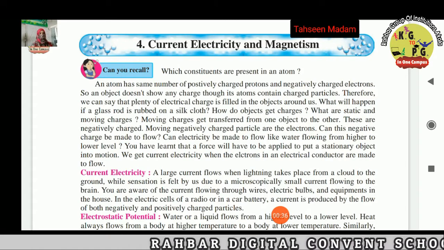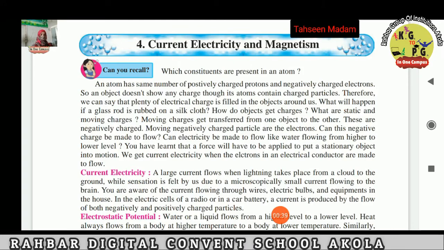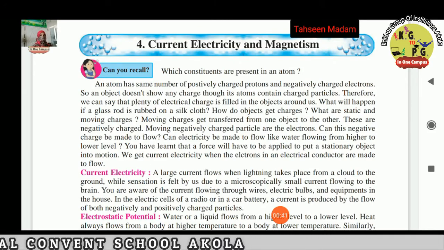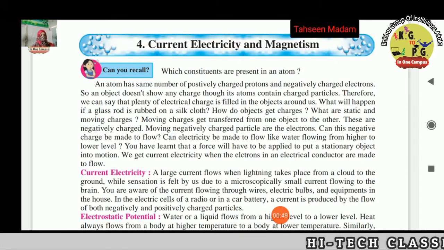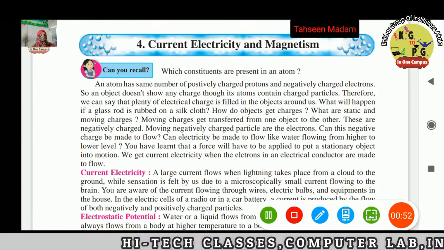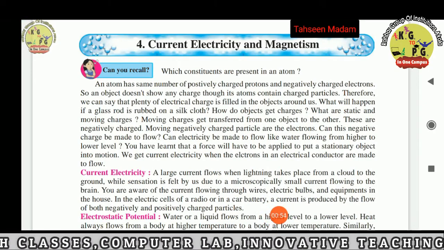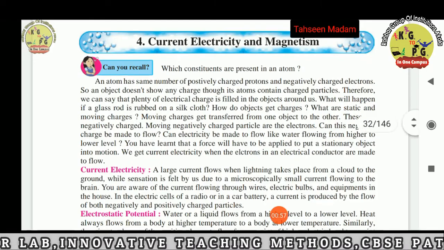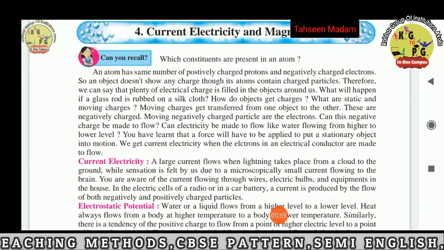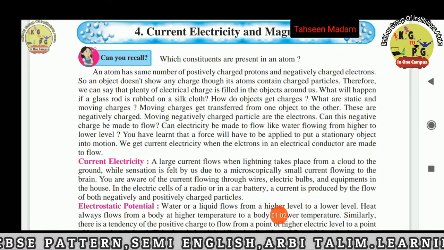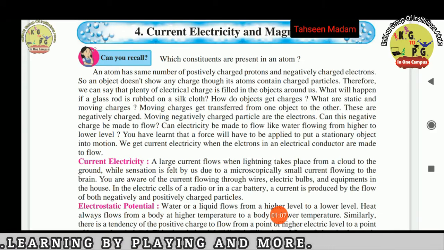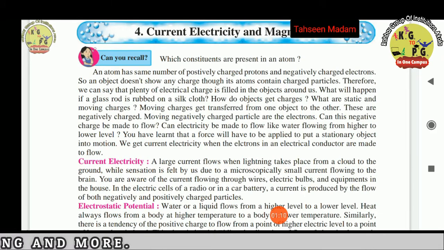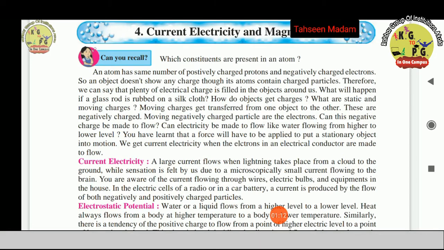Now, I am going to explain lesson number 4 of Standard 8th, Current Electricity and Magnetism. Can you recall which constituents are present in an atom? An atom has the same number of positively charged protons and negatively charged electrons.